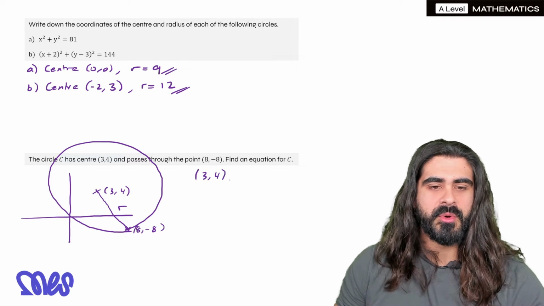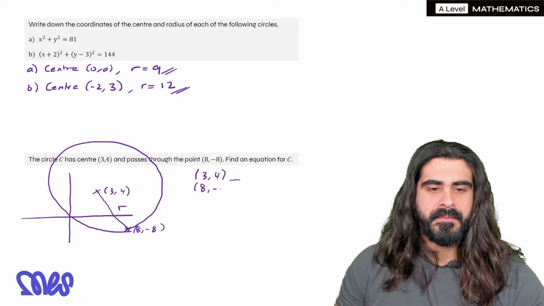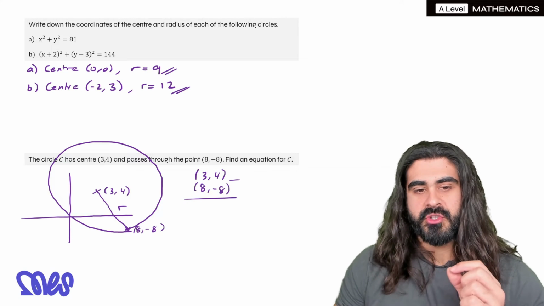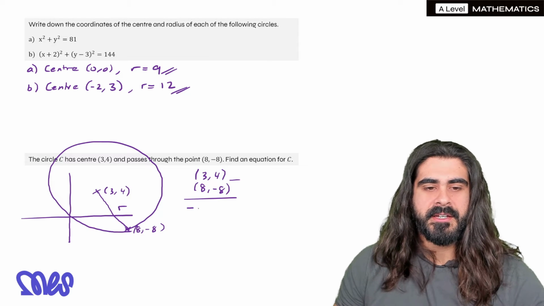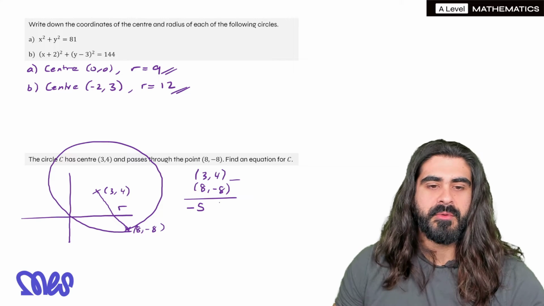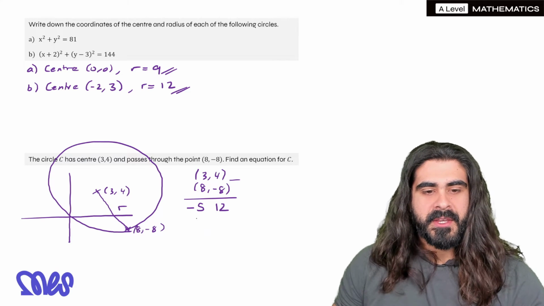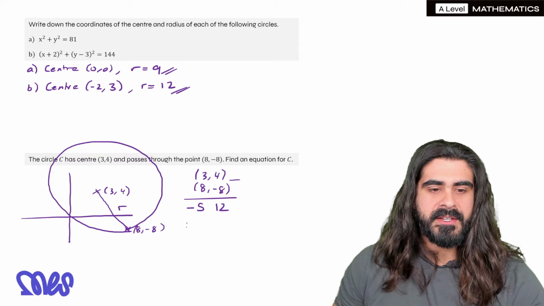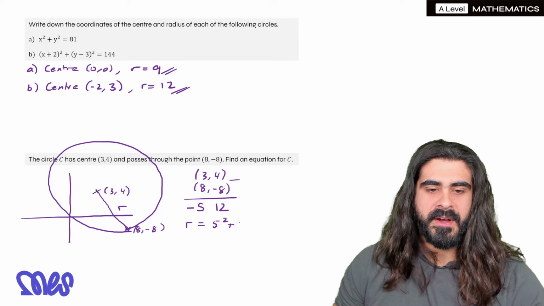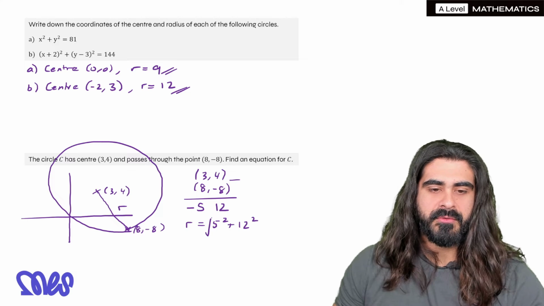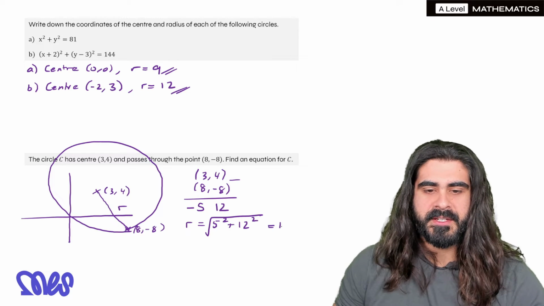We take away the coordinates. This works out the lengths of the triangle. It doesn't matter which one you put on top, but 3 minus 8 is minus 5. 4 minus minus 8 will become 12. So we're just going to do Pythagoras. The radius in this case, we don't need to worry about the minus because you're just squaring it, right? So 5 squared plus 12 squared rooted, it's just the 5, 12, 13 triangle.